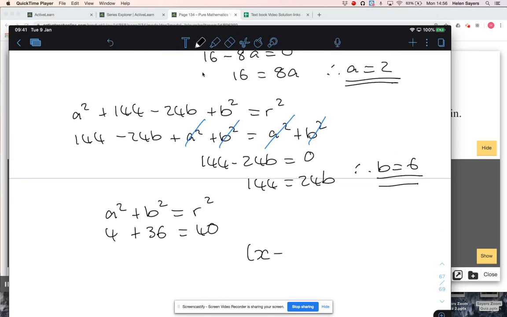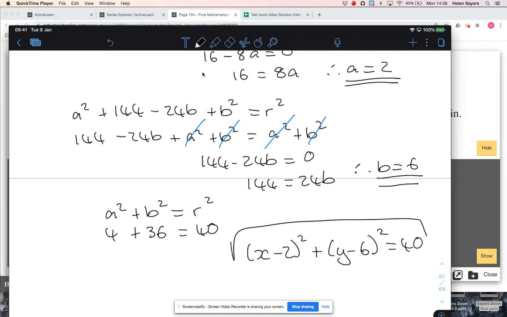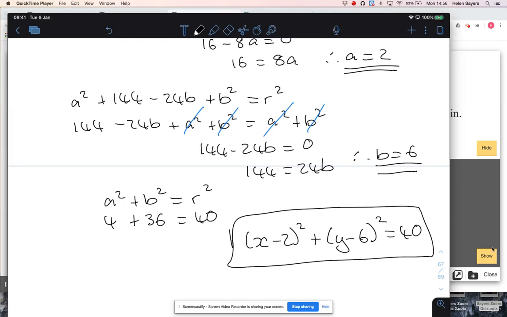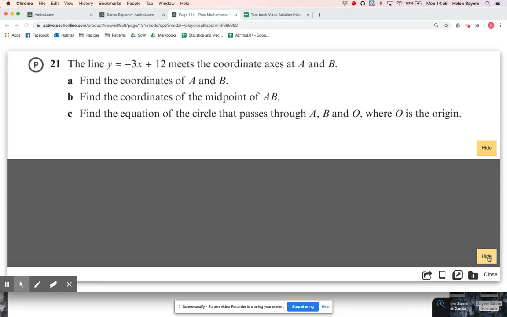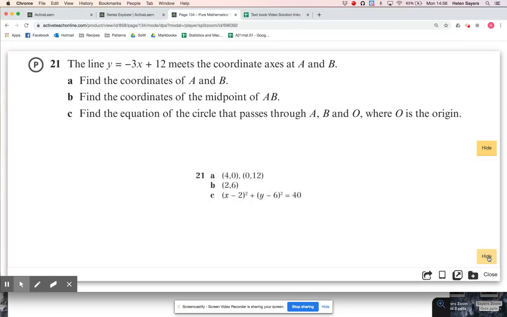So x minus a all squared plus y minus b all squared equals r squared. There will be, I'm sure, plenty of variations on how you could tackle that. It's a problem-solving one, so there'll be lots of ways we could do it. But as long as this gives us the right answer, we will stick with that one. Fantastic.